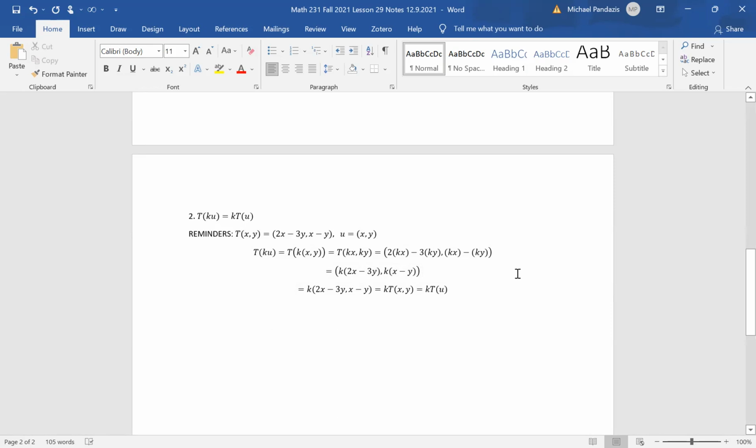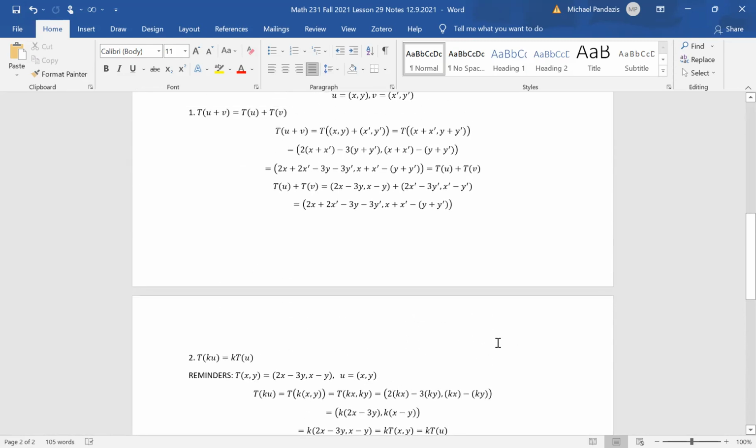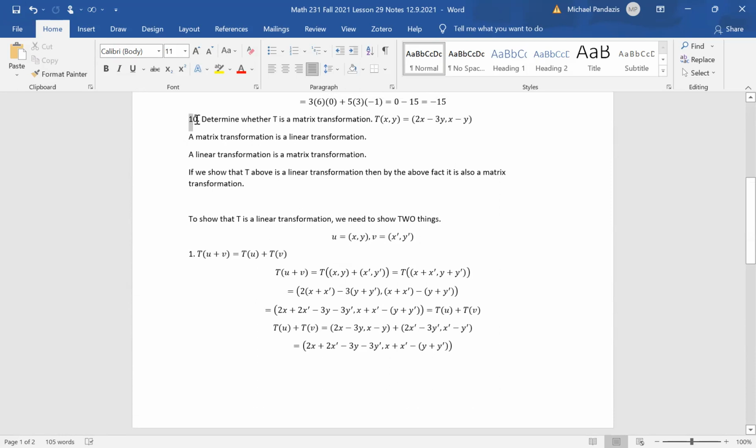Okay, so those are the two properties. What we just showed is that T is a linear transformation, which implies it's a matrix transformation, and you're done. So that's number 10. These are the two properties of a linear transformation that are satisfied by T. Okay, so number 10 is also good.